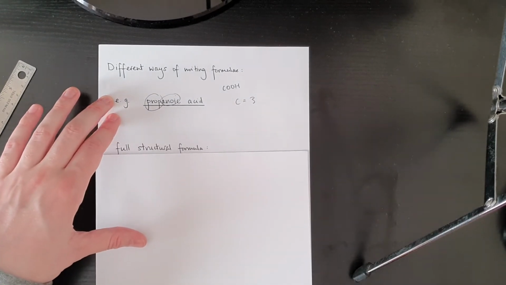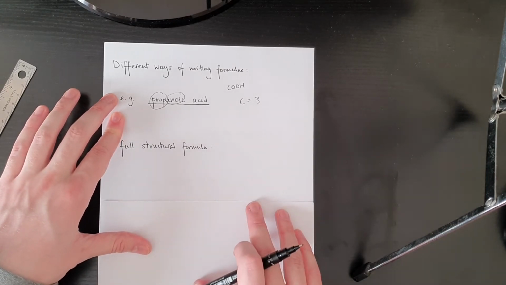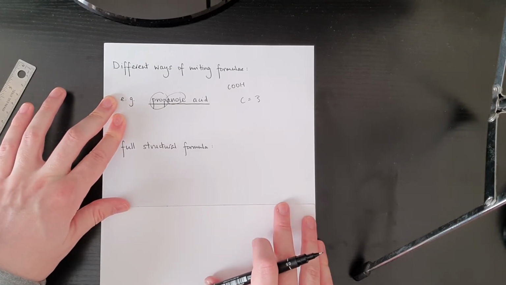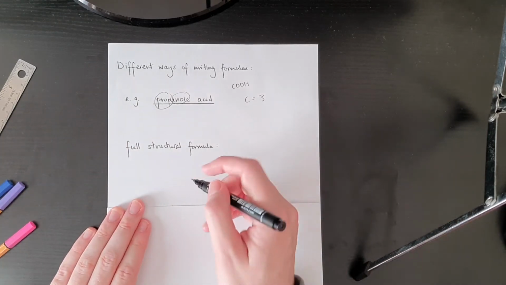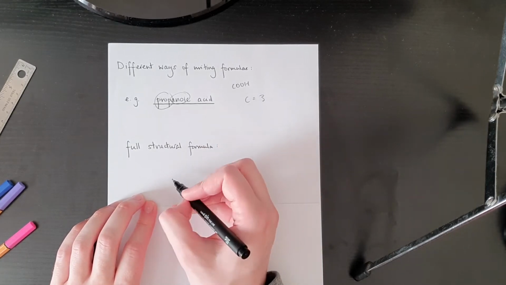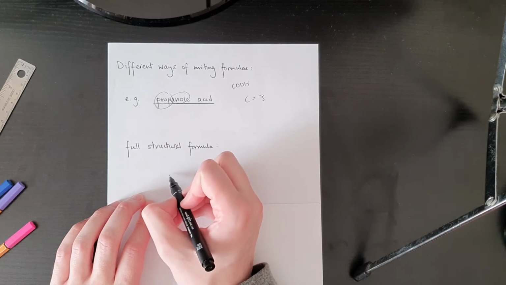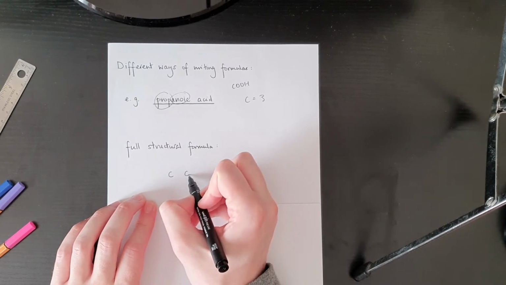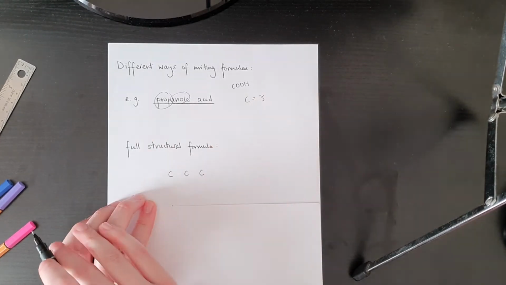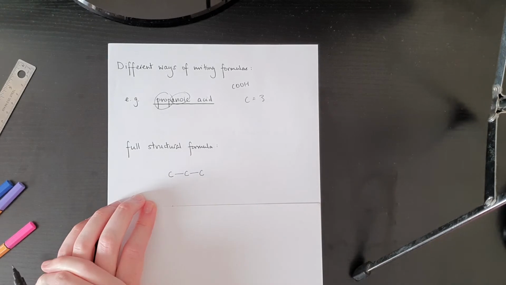So one of the first ways that we could describe this molecule with a formula is to draw its full structure. Now remember, full structural formula shows us all the atoms, all the bonds, so that's what we're going to do. So the way I would start is with the correct number of carbons. That's always a good place to start with my carbon backbone. So I'm going to go 1, 2, 3, because I know there's 3 carbons because it's propanoic. And then I'm going to fill in my single bonds.